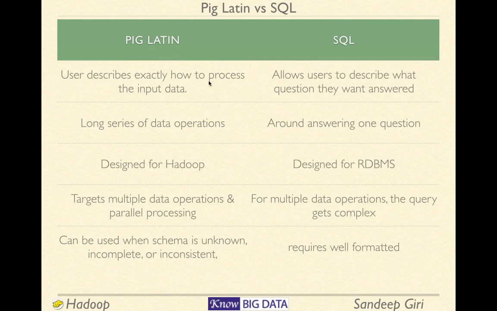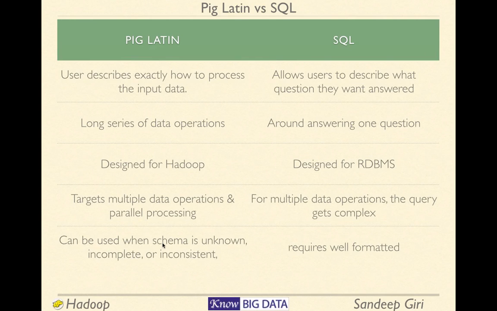The user describes exactly how to process the input data. That's what happens in Pig Latin. SQL lets you describe what question you want answered. So in SQL, you are more concerned about your output. You leave most of the job to SQL, saying SQL will do its job really well. But in Pig Latin, you write your Pig Latin and you also help Pig to optimize your workflow.